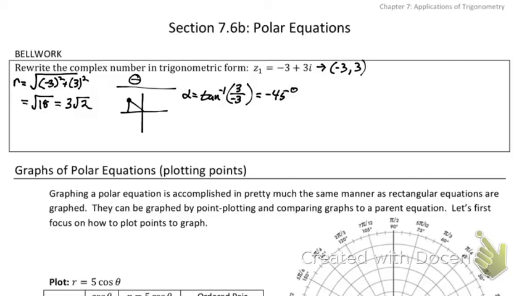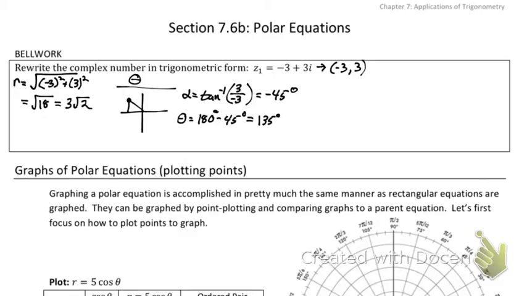If you didn't draw the picture and you come out with a -45, that tells you it's either 180 minus 45 or 360 minus 45. Which one is this one? It is 180. So we're going to have theta equals 180 minus 45 degrees. That's going to be 135.